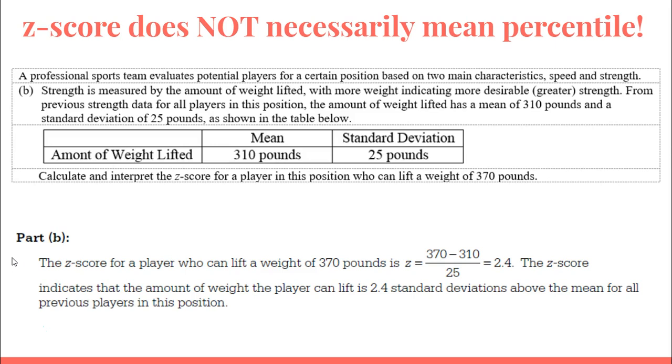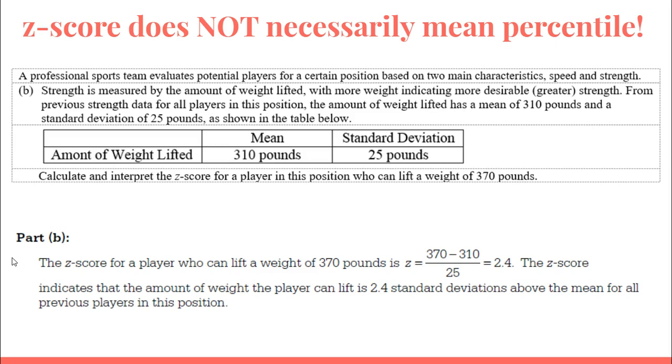So what we have here is a previous AP exam question. A professional sports team evaluates potential players for a certain position based on two main characteristics, speed and strength. Part B says strength is measured by the amount of weight lifted, with more weight indicating greater strength. From previous strength data for all players in this position, the amount of weight lifted has a mean of 310 pounds and a standard deviation of 25 pounds, as shown in the table below.